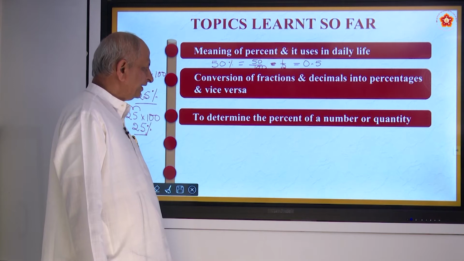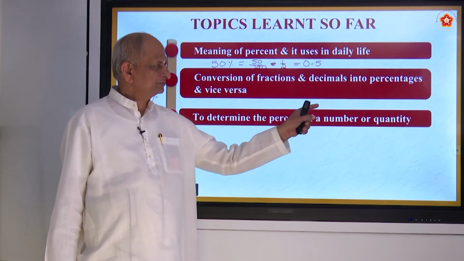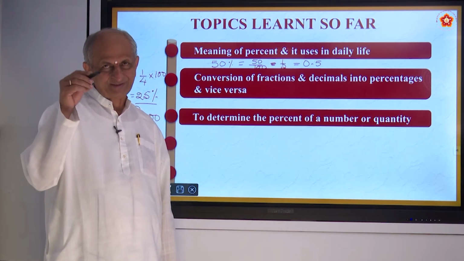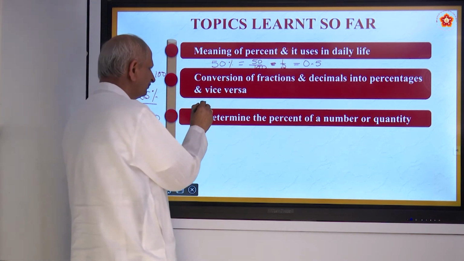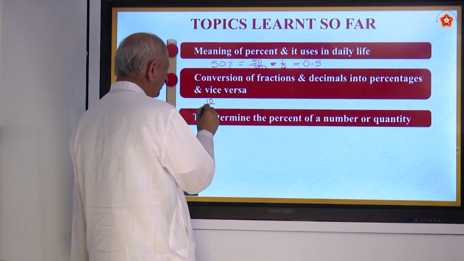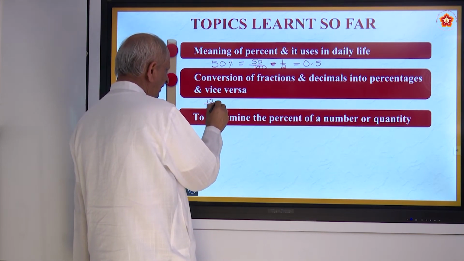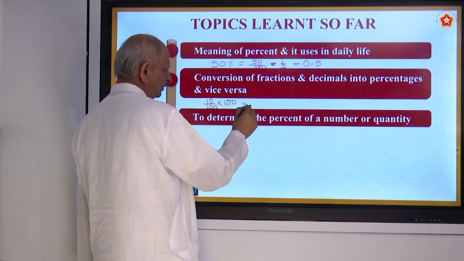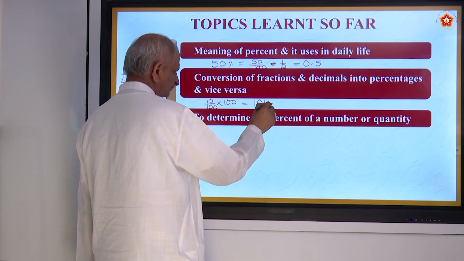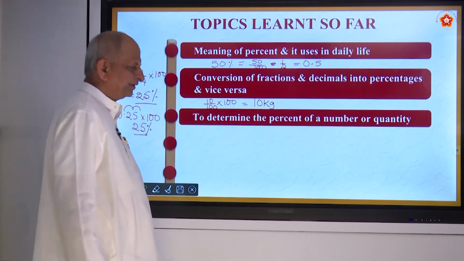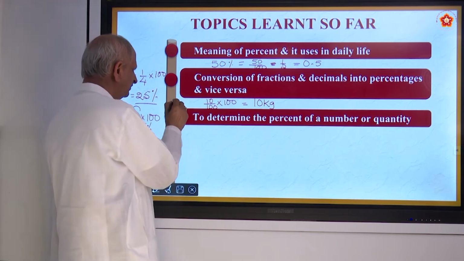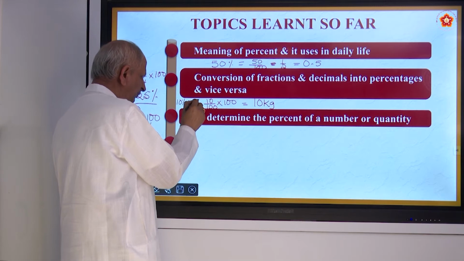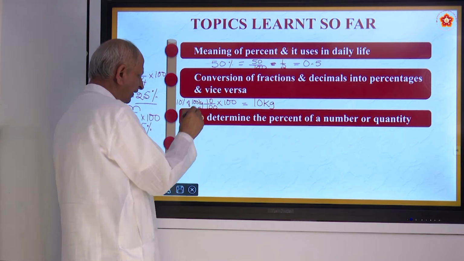And also determine the percent of a number or a quantity. Say if you say 10% of 100 kgs. So 10% of 100 kgs means 10 by 100 into 100, that will be 10 kg. Is it not? So that is what is called 10% of 100 kg. What is 100 kg called? Quintal.